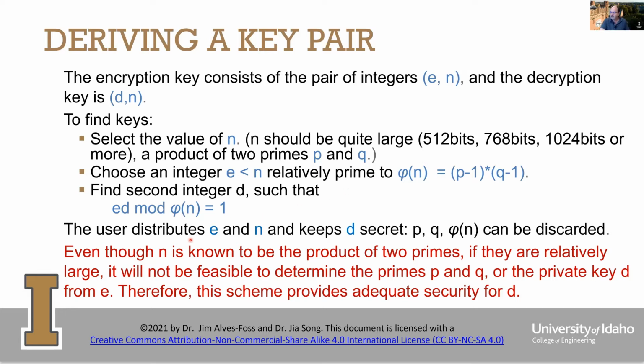All right. So even though n is known to be the product of two primes, if they're relatively large and they follow certain rules, it's not feasible to determine the primes p and q, and therefore not the private key d. Okay, that's the goal. Now what we're finding is, a 512-bit RSA key is about as strong as an 80-bit DES key in terms of how much time it takes to break it. But you go up to 1,024-bit or more in these public keys, it's fine.